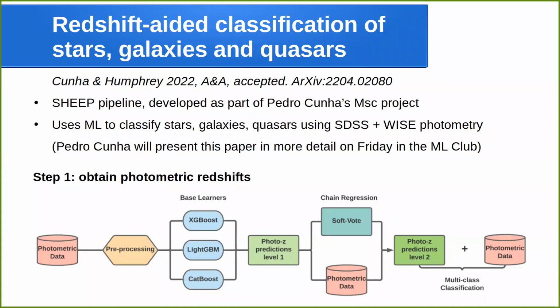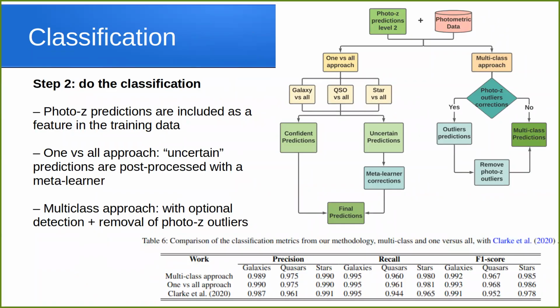Here's the flow chart. You do the usual thing. You start with photometry, do some pre-processing, and then you have three different learning algorithms: XGBoost, LePhare, and CatBoost. They make their own predictions of the redshift, and then this goes to a soft vote, and that's combined with the original training data, and a new model is trained on that data. Then you go to the next stage, which is the classification. Here you have two possible branches. One is the one versus all approach. The other is the multi-class approach. So it depends on exactly what you want to get out of it.